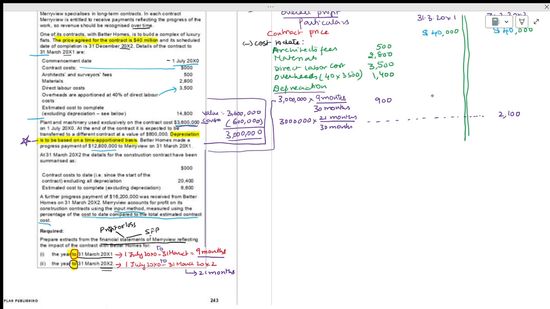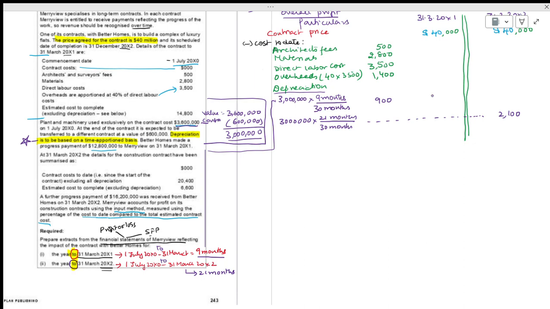Your doubt is how we are taking 9 months and 12 months, 21 months. This is a time apportion basis. Based on the time we are calculating. We are not calculating on a straight line basis or reducing balance method.